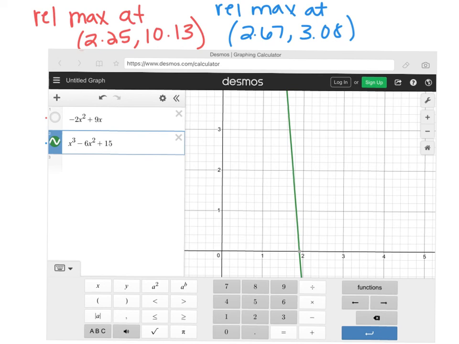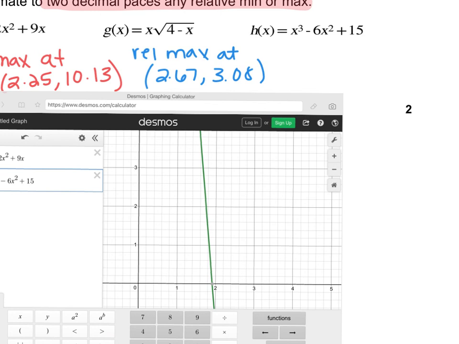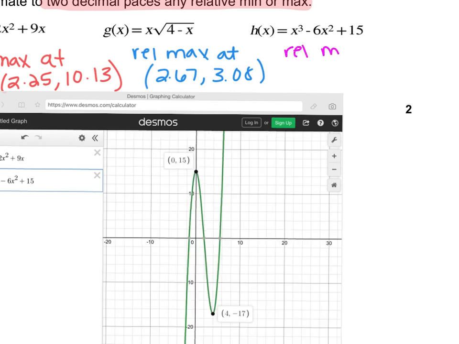And so here we have two changes of direction. We have one up top and we have one at the bottom, and we can click on each of those. So our relative maximum is at the point 0, 15. And then we have a relative minimum as well, and that is down at 4, negative 17.